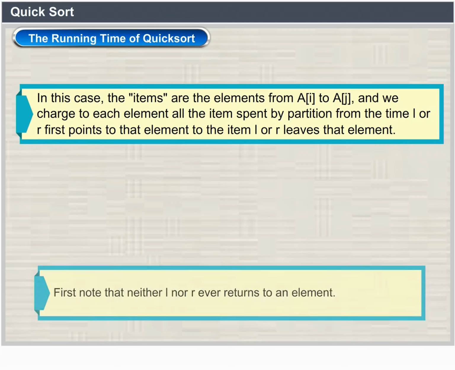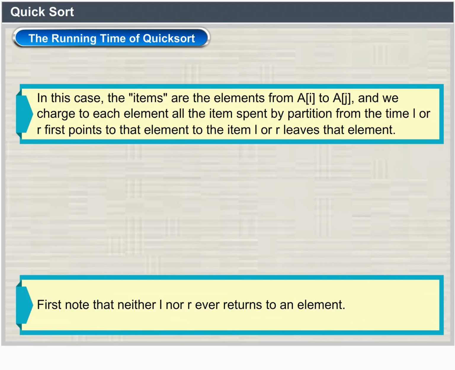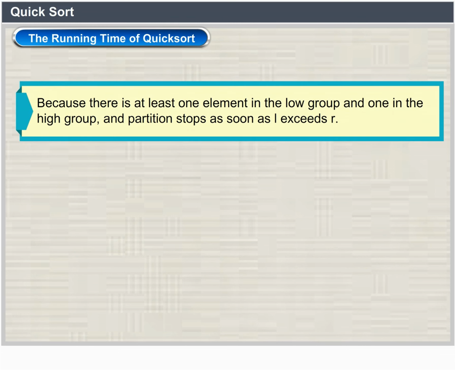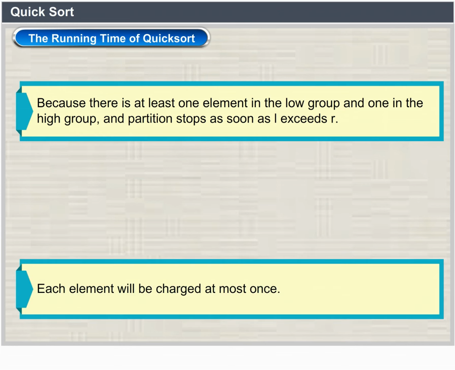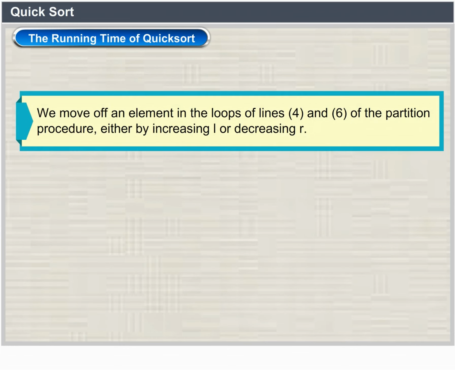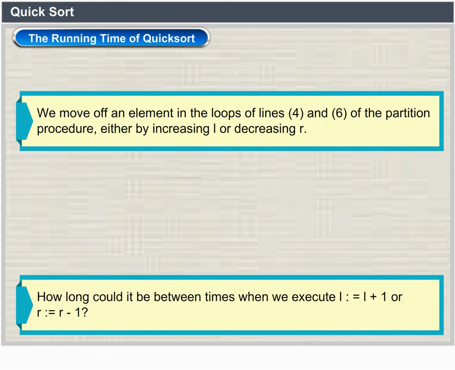First, note that neither L nor R ever returns to an element, because there is at least one element in the low group and one in the high group, and partition stops as soon as L exceeds R. Each element will be charged at most once. We move off an element in the loops of lines 4 and 6 of the partition procedure, either by increasing L or decreasing R. How long would it be between times when we execute L equals L plus 1 or R equals R minus 1?